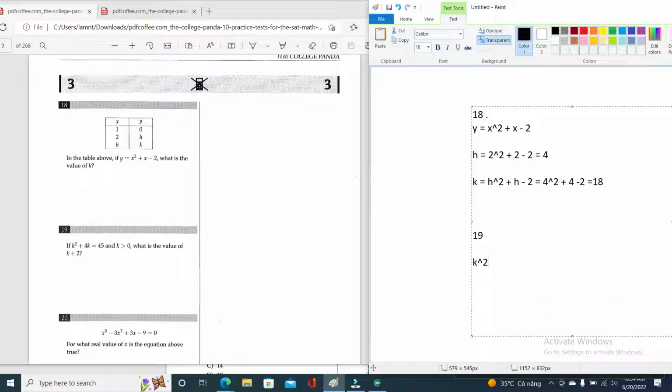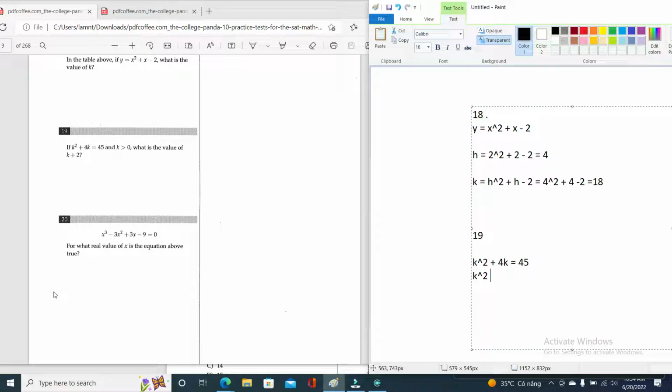So number 19. k squared plus 4k equal to 45. What is the value of k plus 2? Okay, so k squared plus 4k plus 4 is equal to 45 plus 4. On the left side is actually k plus 2 all squared, and this is 49. So k plus 2 has to equal 7, right? And k is bigger than 0, so it's 7. Alright, so 19 is 7.